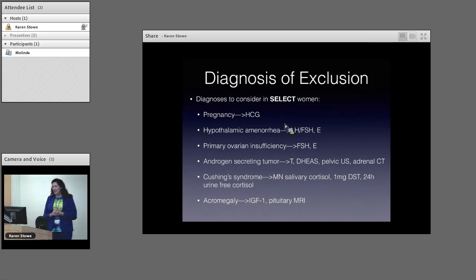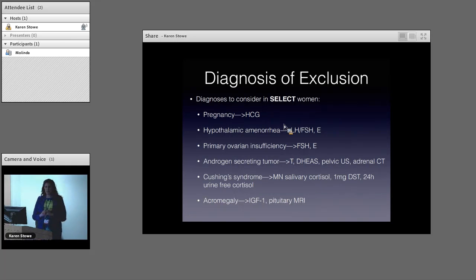As such, any adult woman presenting with amenorrhea should have a TSH, prolactin, and particularly if there's evidence of hirsutism or hyperandrogenism, an early morning 17-hydroxyprogesterone to exclude non-classic congenital adrenal hyperplasia.